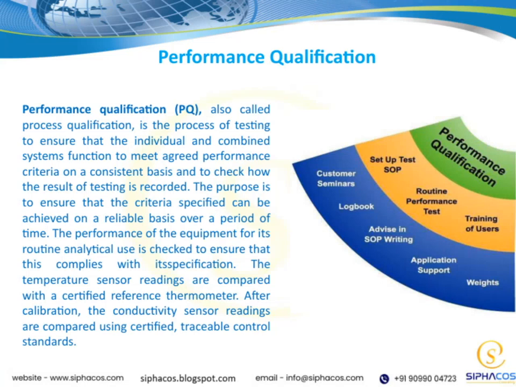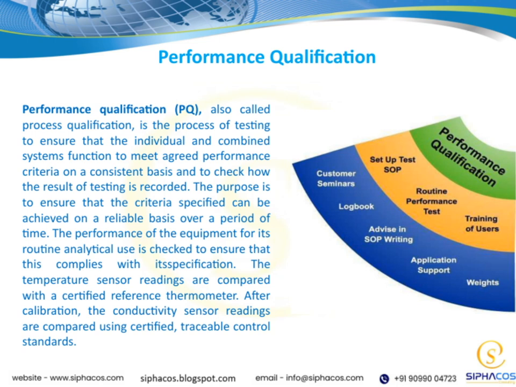Performance qualification, or PQ, is also known as process qualification. It's the process where we test to make sure that both individual systems and their combined operation consistently meet the performance criteria we've agreed upon. Essentially, we want to verify that the systems perform reliably over time and that the test results are properly recorded. The main goal here is to confirm that the specified criteria can be achieved consistently and reliably, not just once, but over an extended period.